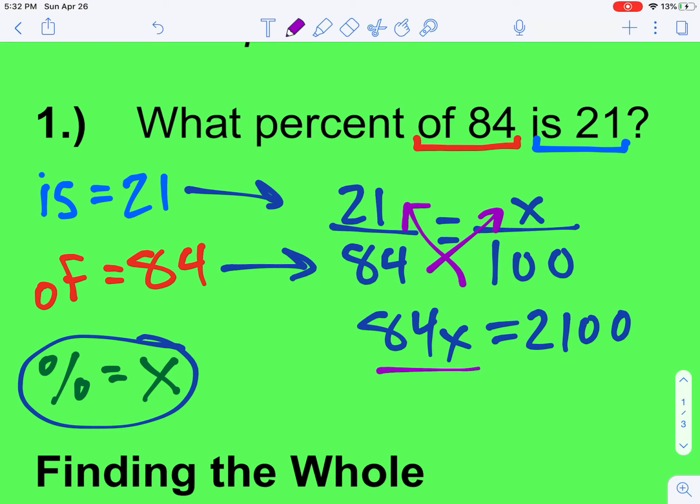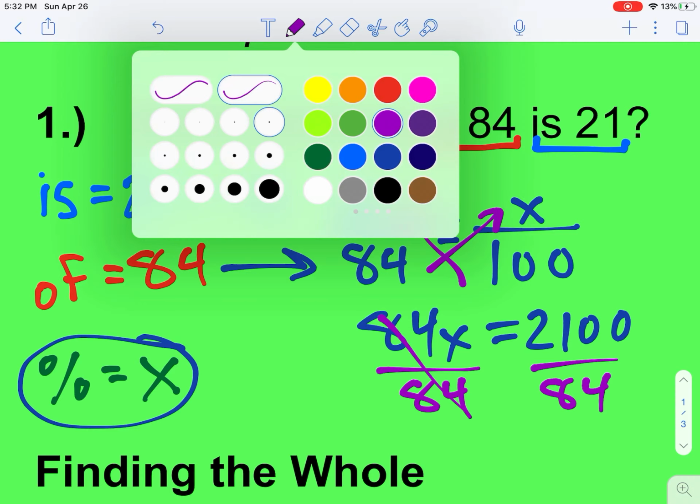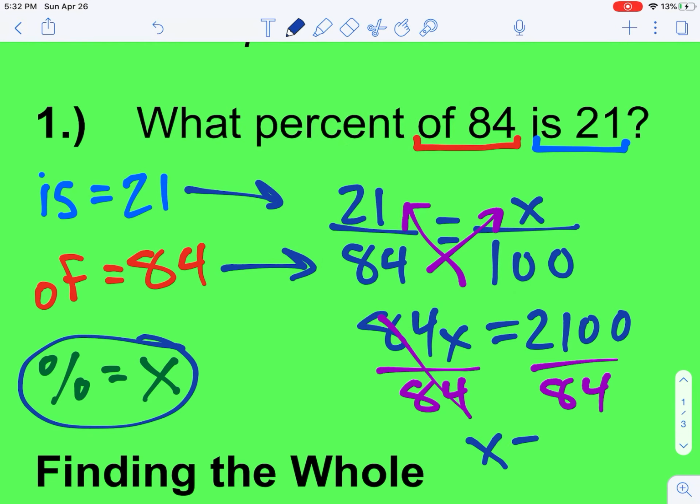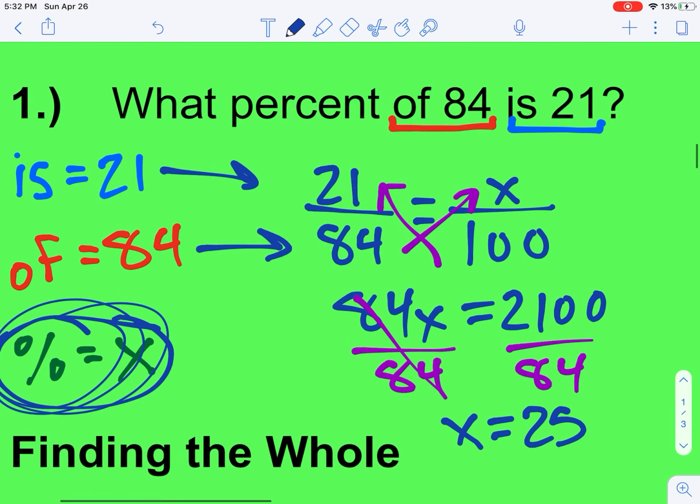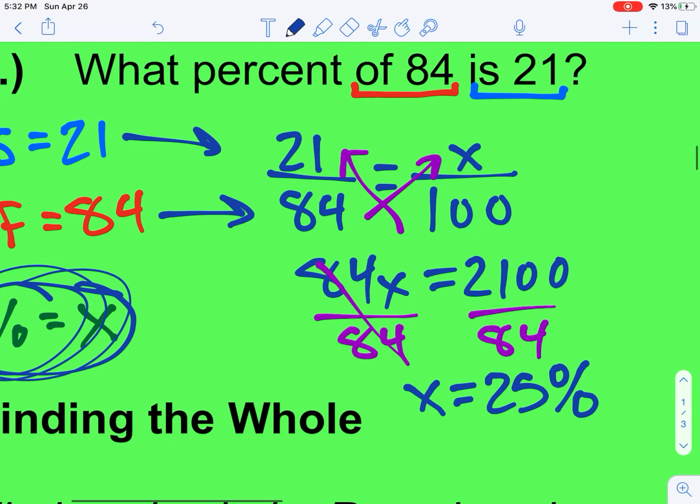We divide by 84 on both sides. Those cancel out, and x equals 25. Remember, we're looking for a percent this time, so I need to make sure that I have a percent symbol in my answer.